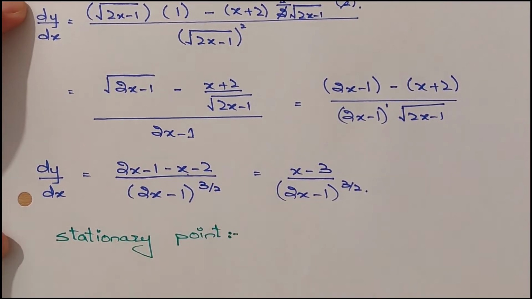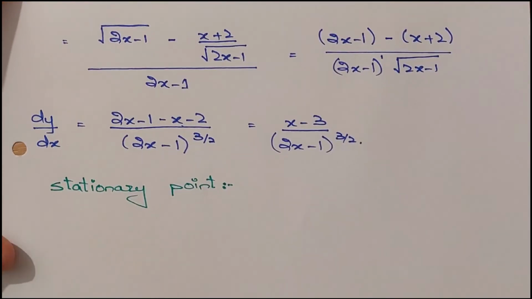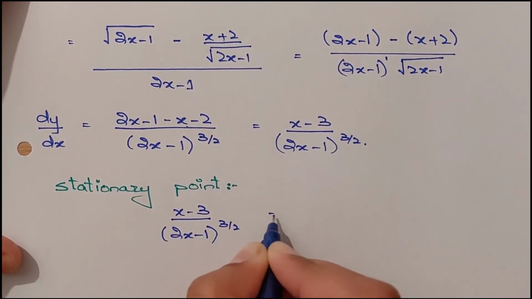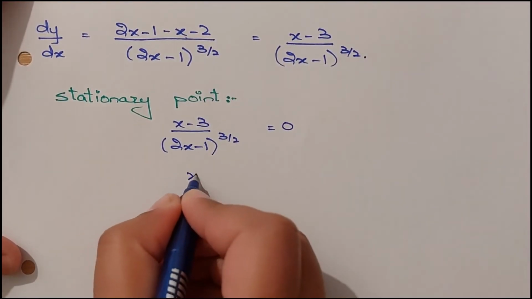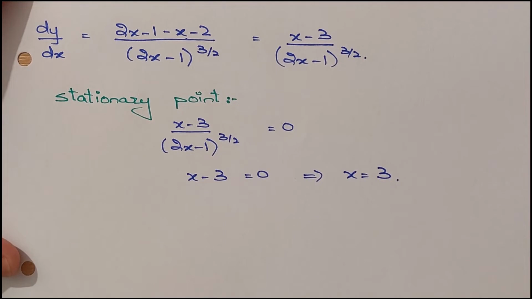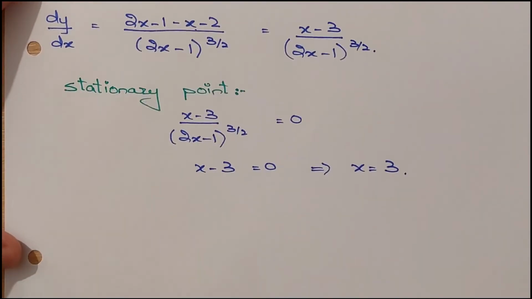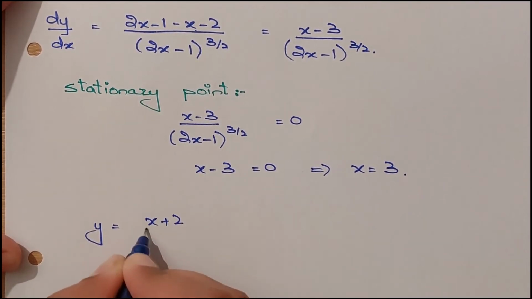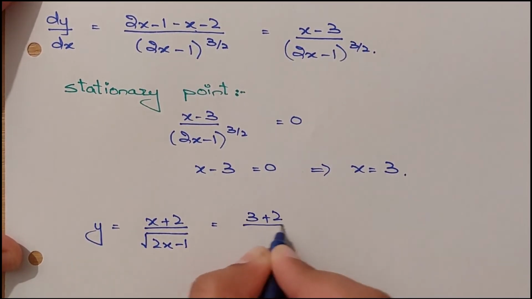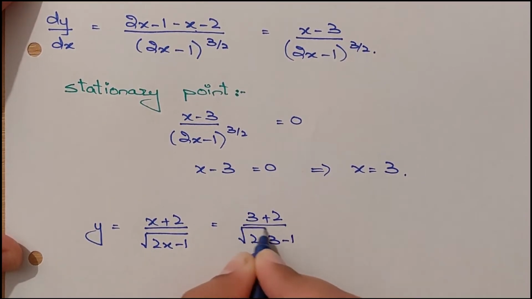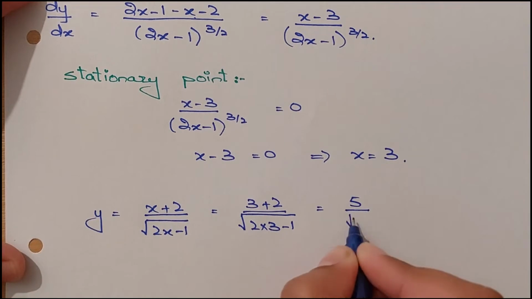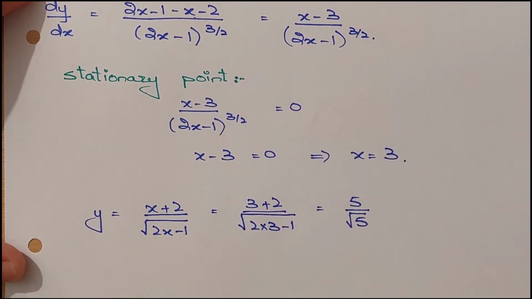Now for the stationary points, we have to put the derivative equal to 0, right? So x minus 3 divided by 2x minus 1, power 3 by 2, is equal to 0. The denominator multiplied by 0 is just 0, so we can say x minus 3 is equal to 0. So from here the x coordinate is equal to 3. Now we got the x coordinate, we can substitute it into the curve to get the y coordinate. So y equals x plus 2 divided by the square root of 2x minus 1. So x is equal to 3. So 3 plus 2 divided by the square root of 2 times 3 minus 1, right? So 3 plus 2 is 5, divided by the square root of 6 minus 1, which is the square root of 5. So this is the y coordinate, 5 over square root of 5.